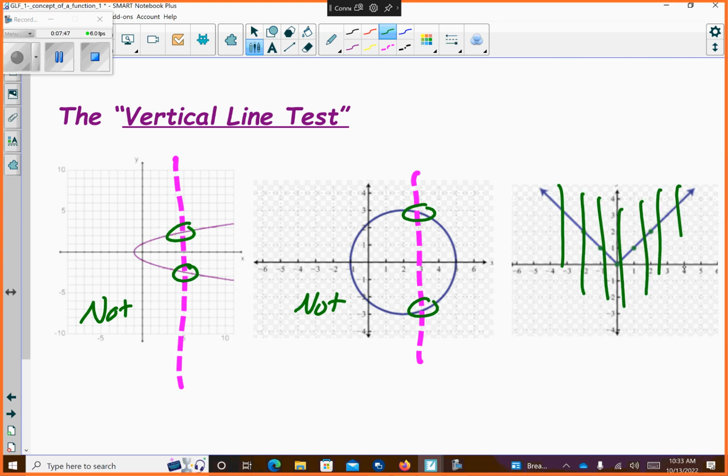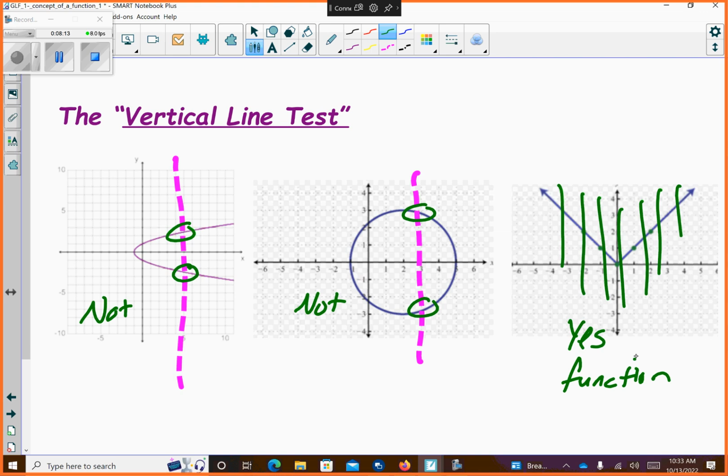So it's basically verticality. If it's a function or not a function, you imagine a vertical line. If you could draw a vertical line anywhere on your XY axis, and that vertical line happens to go through two different parts of the graph, or two points where the x value is the same, that means you're not talking about a function.